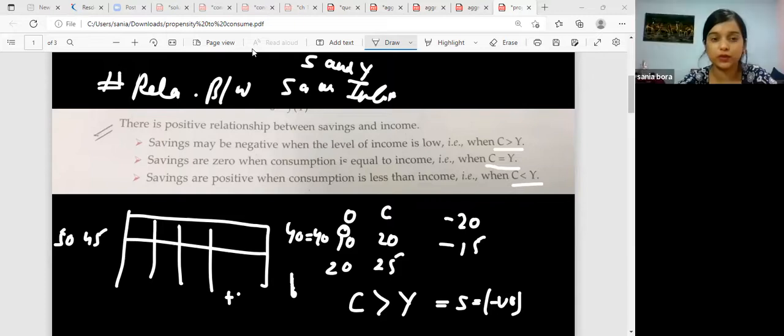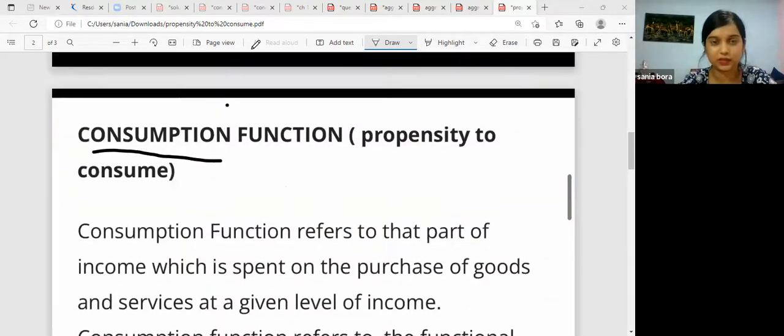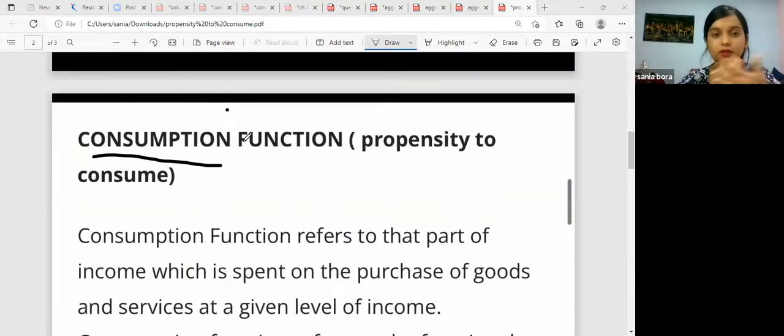Okay, so now we'll quickly move to the next thing. We are done with aggregate demand. We are done with aggregate supply, right? Now the new concept is the consumption function, that means propensity to consume.